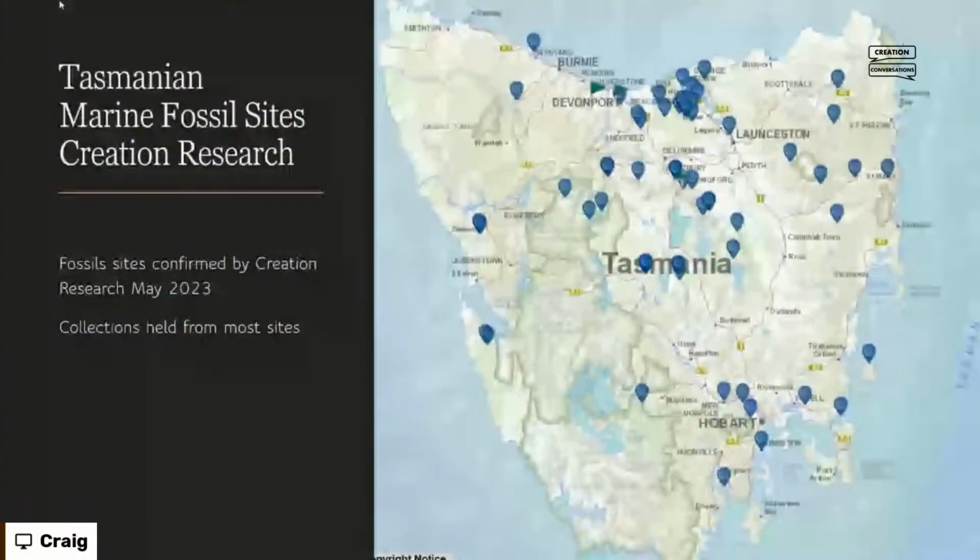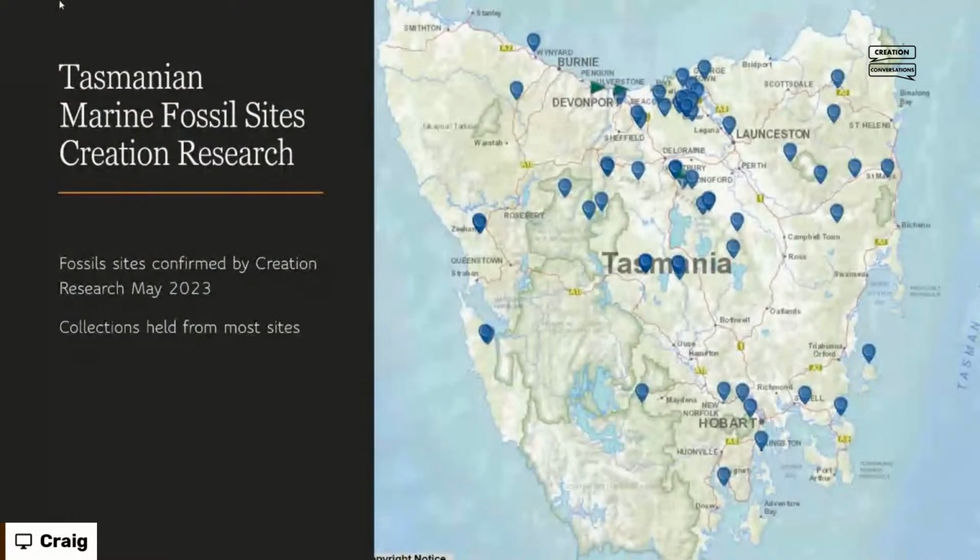But this is another reason that we go out as well, is we're trying to build this picture of marine fossil sites across Tasmania. And that's an up-to-date picture of what we've found so far. So that's only sites that we've been to or that we've had confirmed because they're very well-known sites. So, yeah, we're going to fill a lot of those gaps in over time, and we'll show very powerfully that Tasmania's been completely covered in water, and all of it's been catastrophic, by the way.